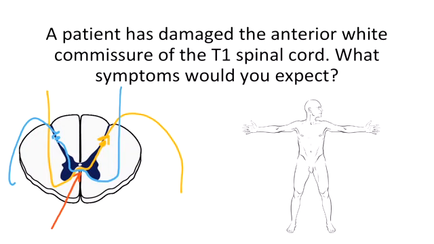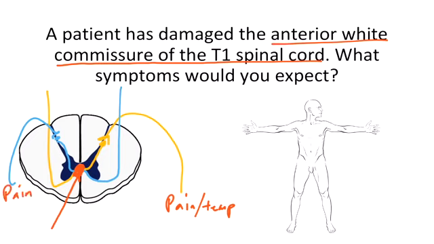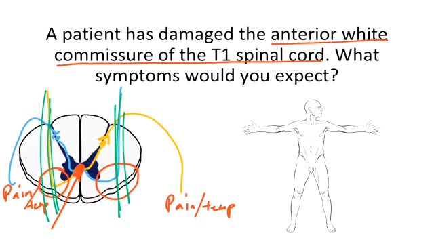So if the patient has damaged the anterior white commissure of the T1 spinal cord right here, then the patient would lose pain and temp sensation coming in from either side. But this would be at just the T1 spinal cord level, because as you recall, if this part is spared, then everything coming above T1 and anything coming from below T1 would be able to carry its signal just fine up to the brain, because the pathway is totally fine, as we've described in the previous section. So the patient would only lose pain and temperature at the T1 spinal cord level.